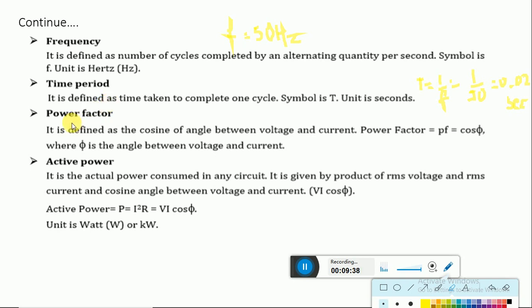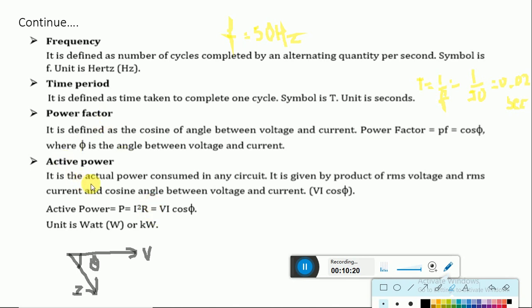Now the next important term is power factor. It is defined as the cosine of the angle between voltage and current. If we plot a vector diagram for voltage and current, there is an angle between the voltage and current vectors that indicates the power factor of the system. Power factor is indicated with cos phi, where phi is the angle between voltage and current. Suppose this is the voltage vector V and this is the current vector I. So this angle theta indicates the power factor angle.